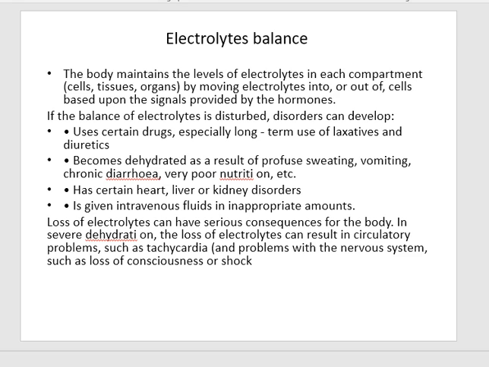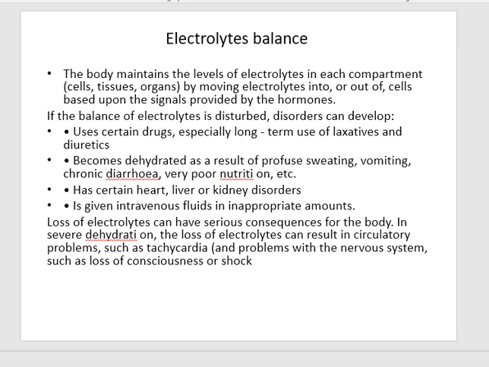Electrolyte balance. The body maintains the level of electrolytes in each compartment, the cells, the tissue, the organ, by moving electrolytes into or out of cells based upon the signals provided by the hormones. It is very important and in continuous balance throughout the body.